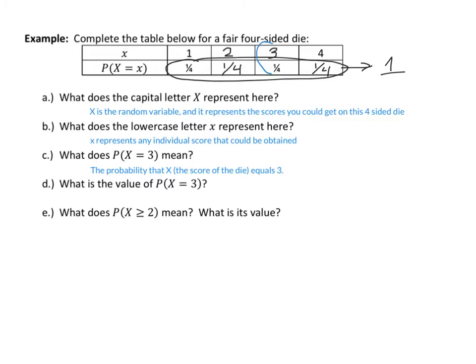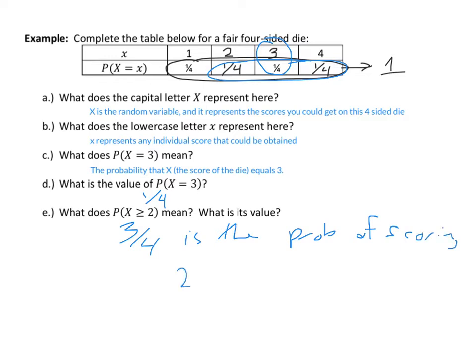Looking in our table up here, it's really clear that the probability of getting a 3 is 1/4. And then in the last one, what does the probability of X greater than or equal to 2 mean? This would be the probability of getting a score of 2 or higher. So I would need to add up all of these things. This would be 3/4, so 3/4 is the probability of scoring 2 or higher. Hopefully that made sense. This example was supposed to be really simple, a chance to talk about this notation, what it means, and how we use it.